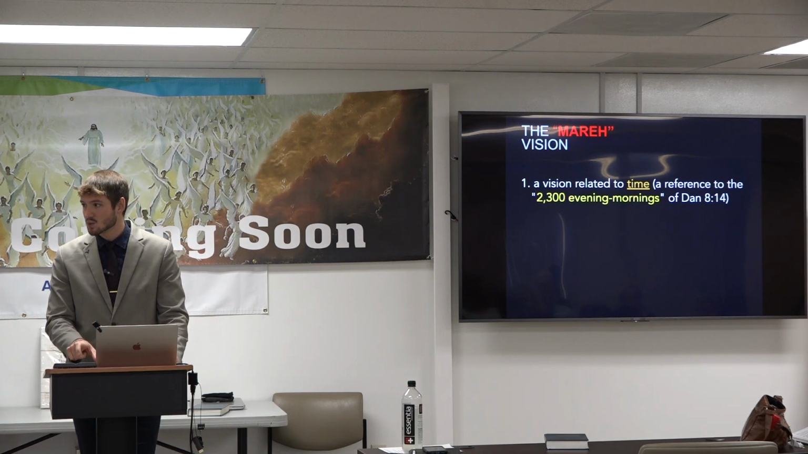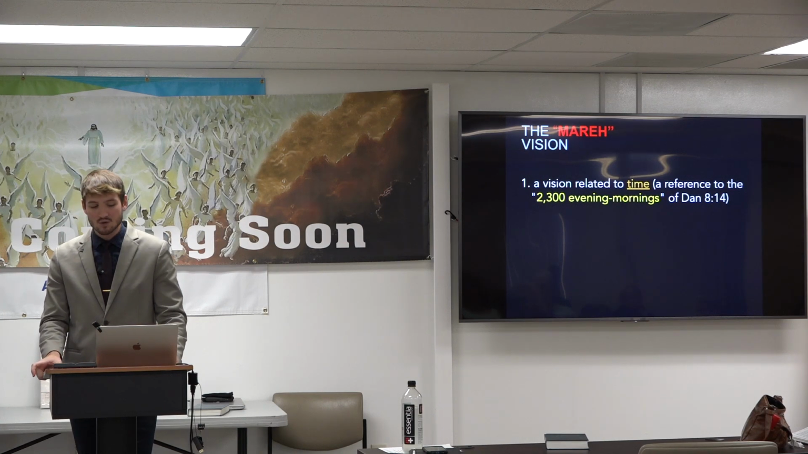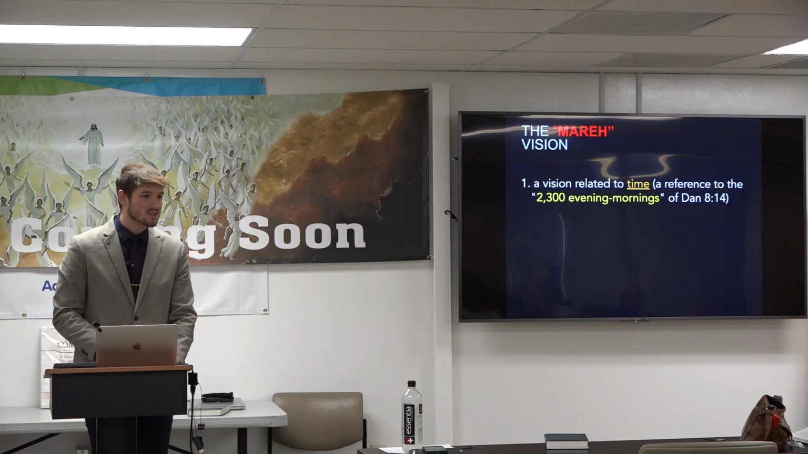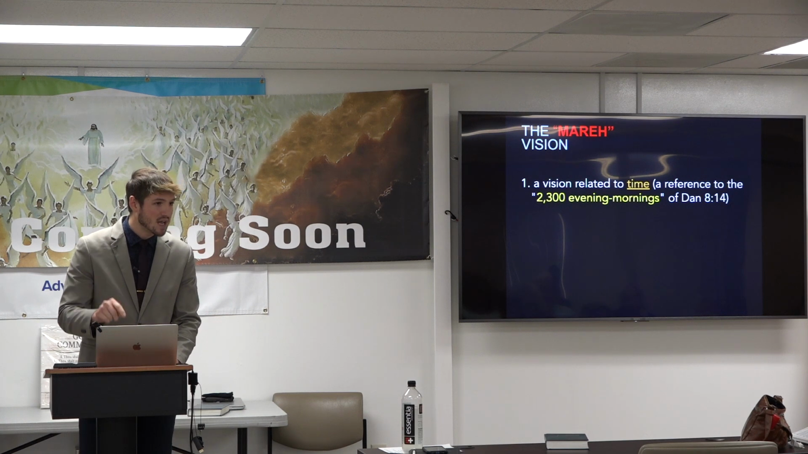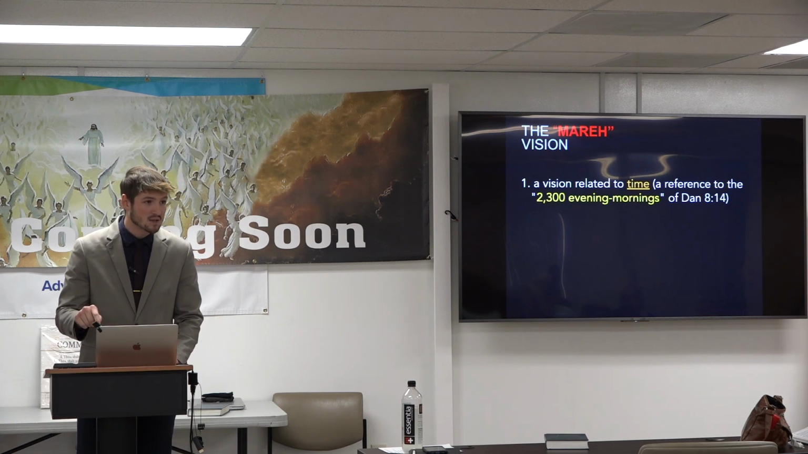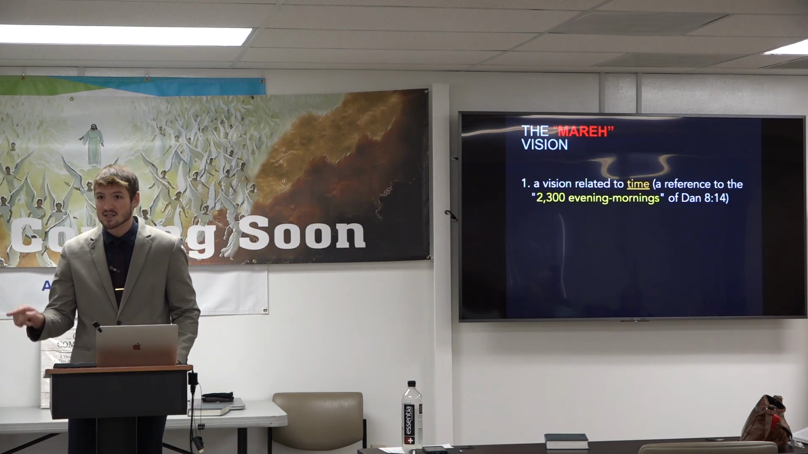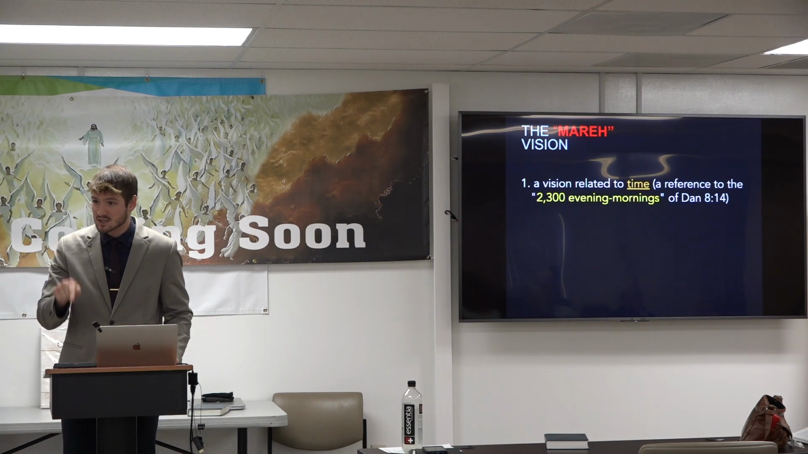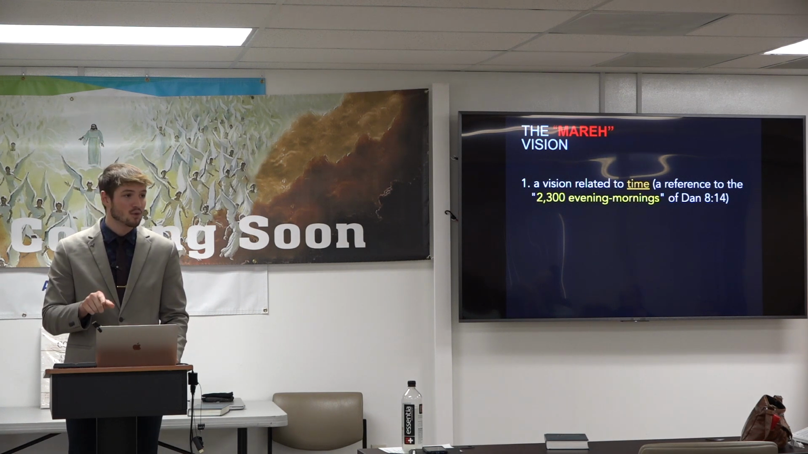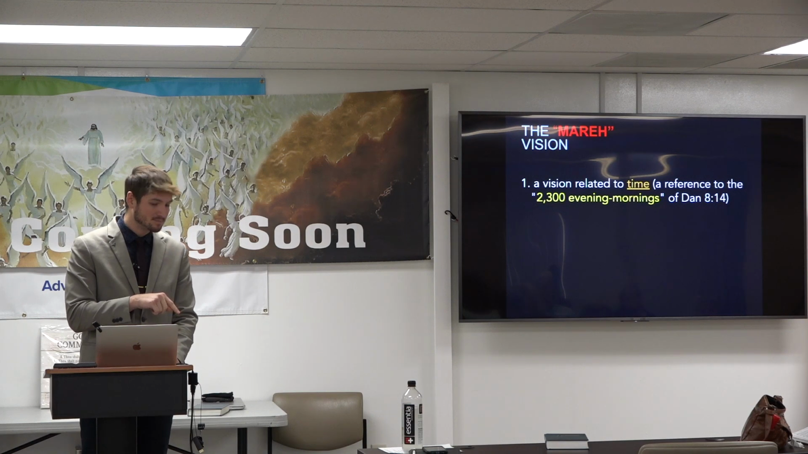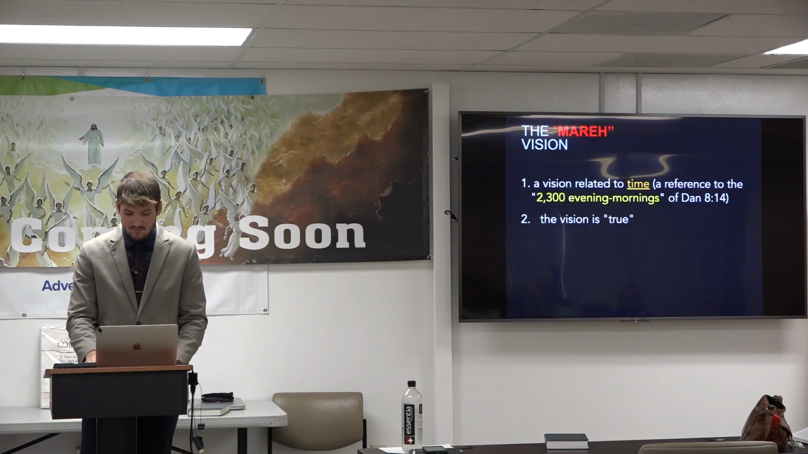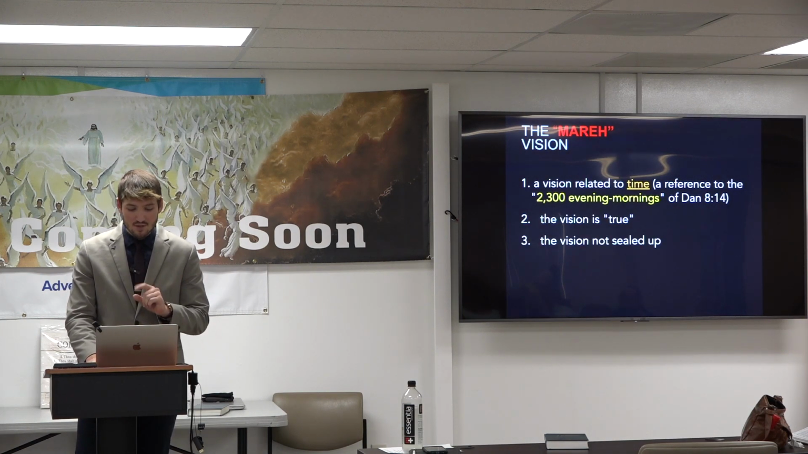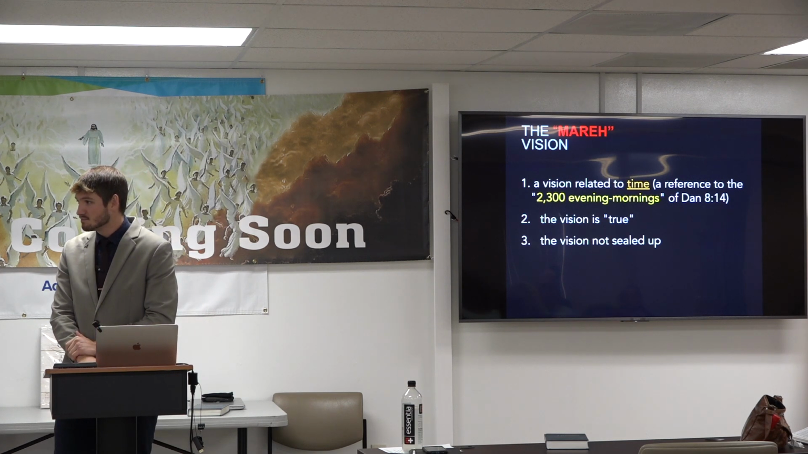It's precisely 2,300 evening mornings, which is why in Daniel 8, verse 26, he says the vision pertaining to the evening and mornings is true. He's saying the event related to this time period, the 2,300 evening mornings, is the one I'm talking about, the Mareh. He says the vision is true, and this vision was not sealed up. We're going to understand why.